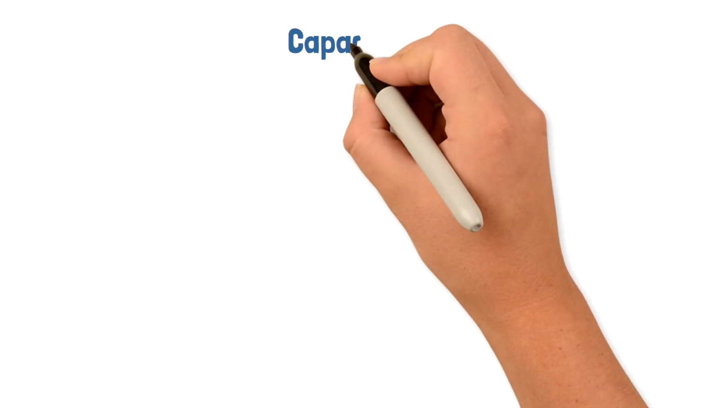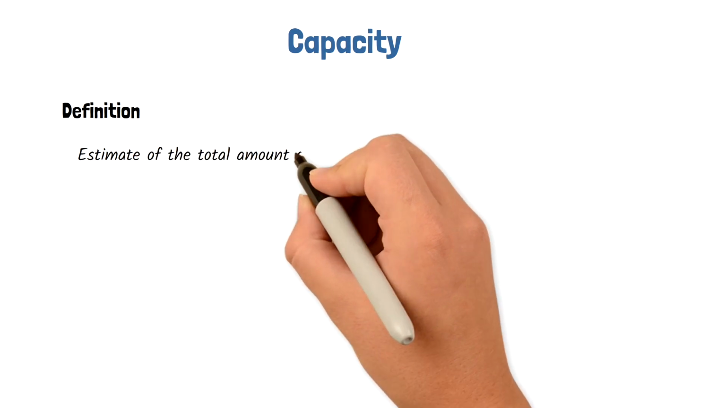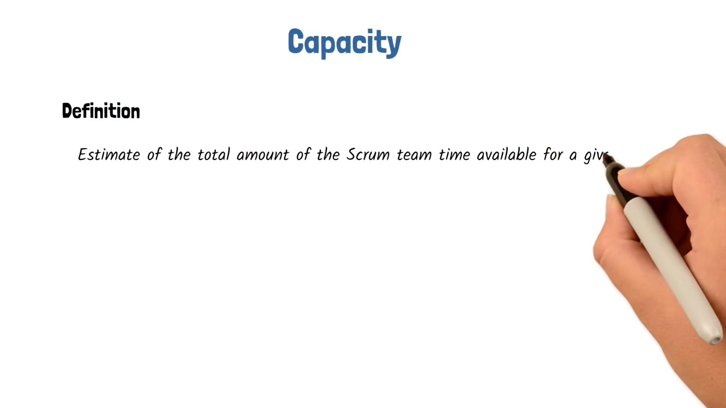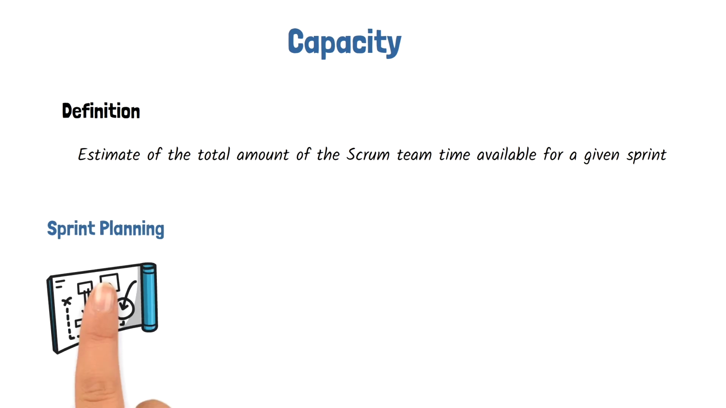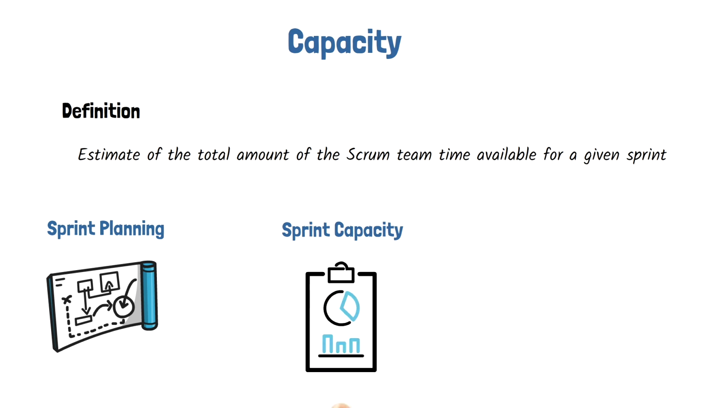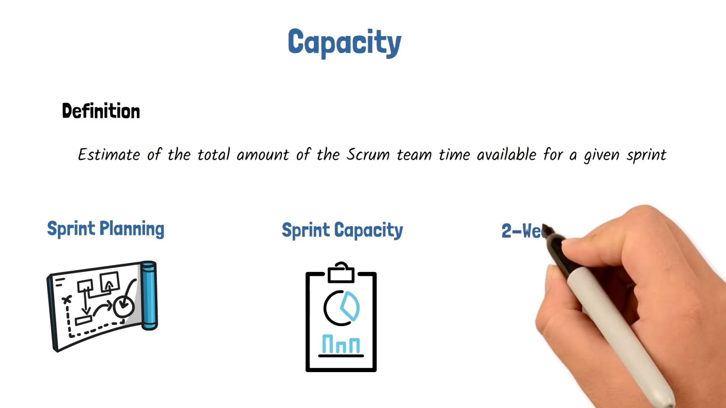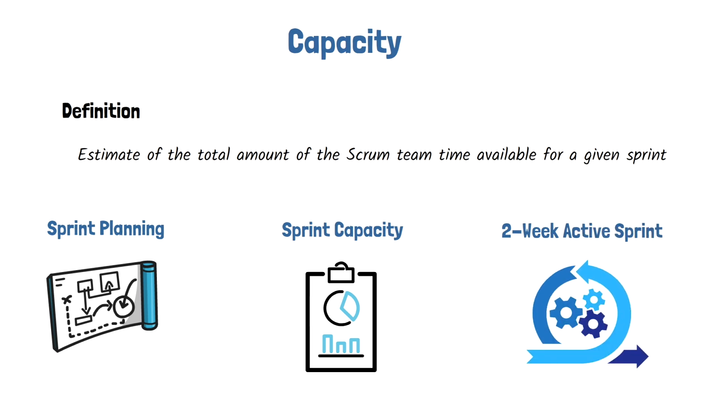Now let's look at capacity. By definition, capacity is an estimate of the total amount of the Scrum team time available for a given sprint. One of the first activities during sprint planning is determining the available capacity for the team. Knowing the capacity allows the Scrum team to know what they can deliver that sprint. Let's say your team is doing a 2-week sprint. We should acknowledge that not all 10 business days will be dedicated towards the active sprint execution.